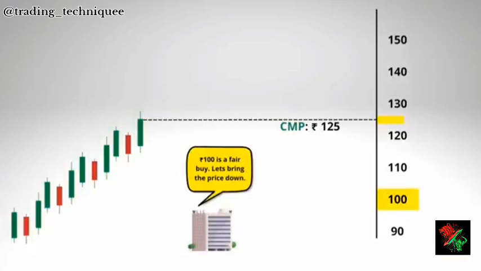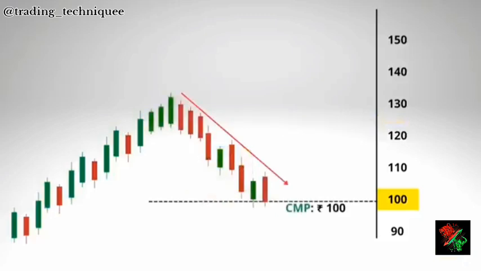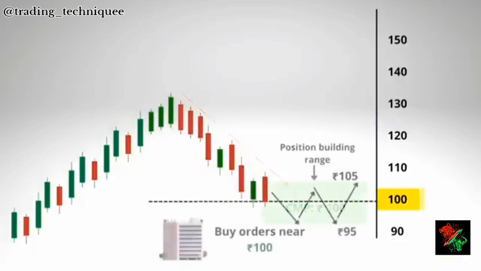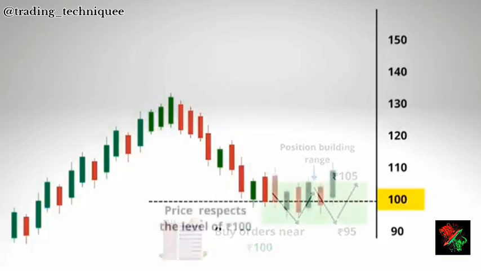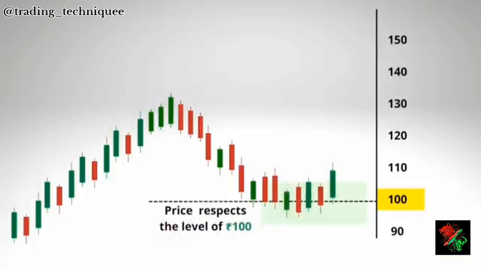In order to achieve the fair price, they take the market down to 100 rupees, where they slowly and steadily build their positions. The price seems to respect the price level of 100 rupees. This level where the demand for the stock is met and from where the prices will start to rise is called as the support level. The support level can also be seen as a price level which holds the prices from falling further down.